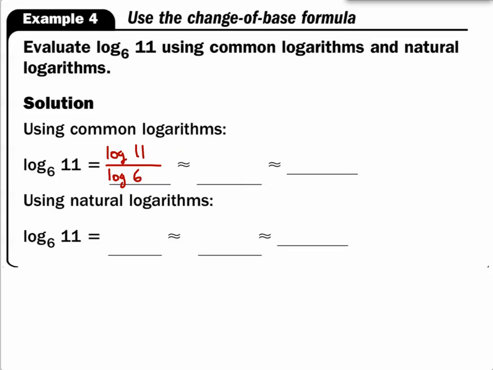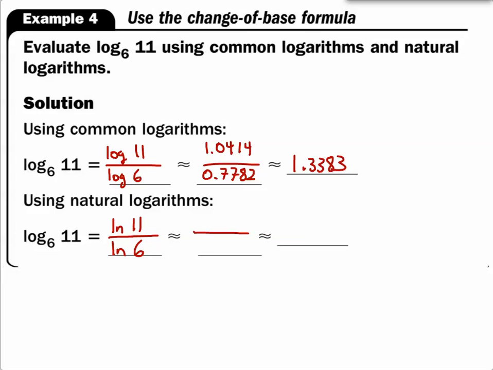And you can do log of 11 on your calculator. That's about 1.0414. Log of 6 on your calculator is about 0.7782. And when you divide those, you get about 1.3383. Yeah, good times. However, you could do the natural logarithm instead. This is my preferred one, although the other one's just fine. Natural log of 11 divided by natural log of 6.